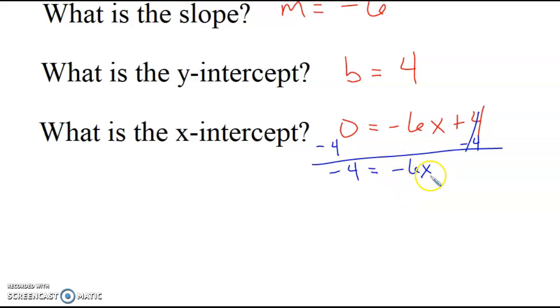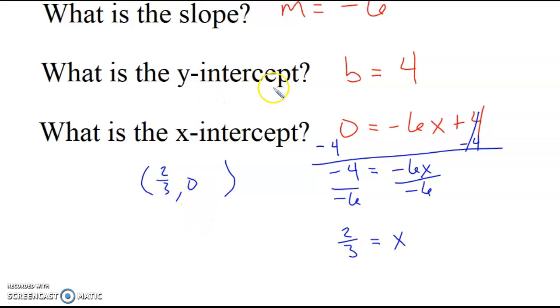The last step to isolate x by itself is to divide both sides by negative 6. We end up with negative 4 over negative 6, which becomes positive 4 over 6, and then that reduces to 2 over 3. So x equals 2 over 3 for the x-intercept. And so our x-intercept would be the coordinate (2/3, 0). And if we wanted the y-intercept as a coordinate, it would be (0, 4).